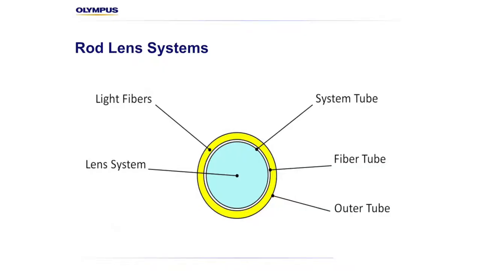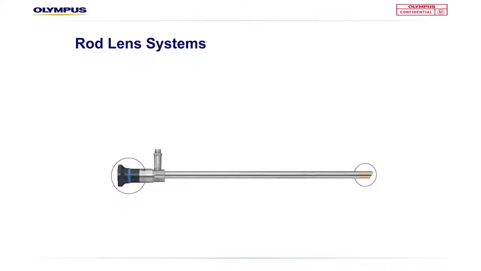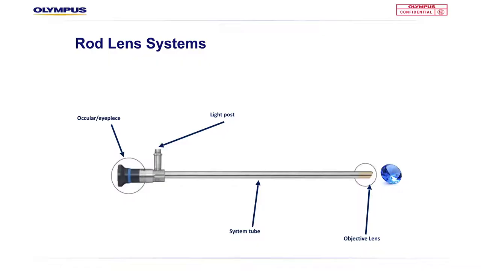Each rod lens telescope also has a fibre optic bundle running from the light post to the distal tip, lighting up the surgical field. And although these rod lens telescopes come in various diameters, lengths and angles, each rod lens telescope can essentially be labelled with the same parts: an ocular, a light post, a system tube and an objective lens. A sapphire is used for the objective lens, providing optimal strength and scratch resistance. So rod lens telescopes share the same components, but are manufactured in a range of different diameters, lengths and angles, depending on their intended use.